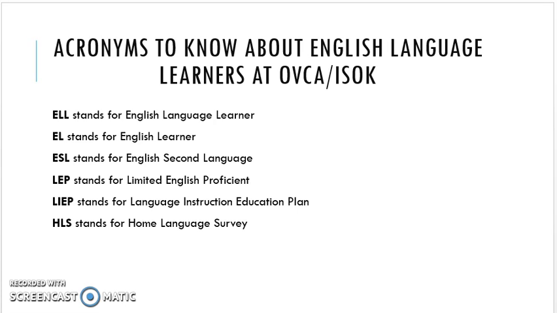There's quite a few acronyms that go along with English language learners at OVCA and Insight, and I want you to be familiar with these terms. The first two are ELL and EL. ELL stands for English language learner. EL is just English learner. They're the same thing. So just depending on who you're speaking with, they can refer to a student as EL or ELL, and just know it means the same thing. It's a student who is not quite proficient in English and they speak another language primarily.